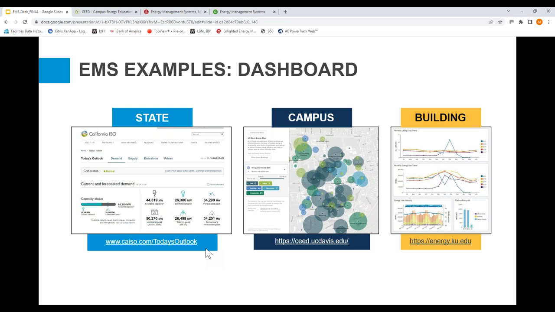What you might notice is that they all look different, and that's okay. At the end of the day, that's pretty typical. An EMS is really supposed to be customized for each client, because they all have different goals. They all have different metrics that they want to measure and things that are important to them. So that's why you're going to see the difference between the three of them.